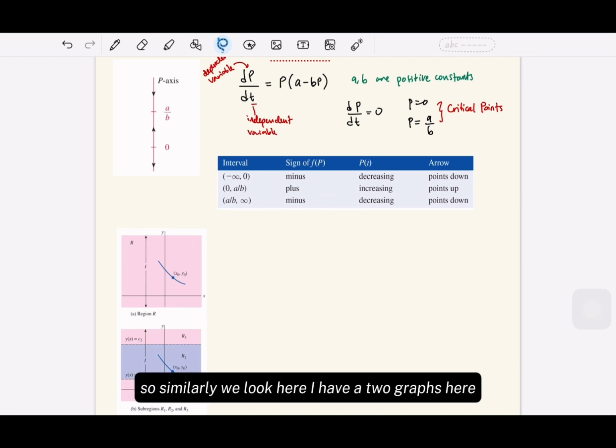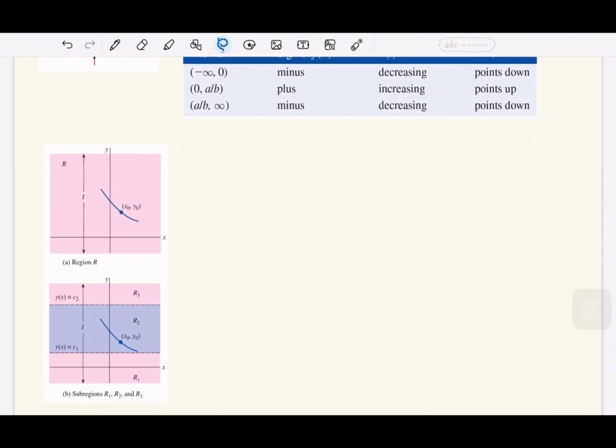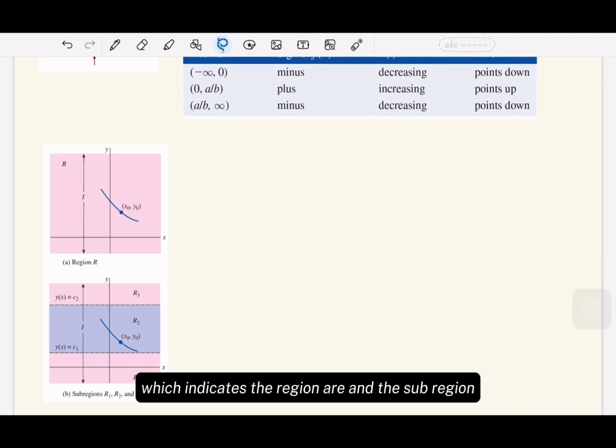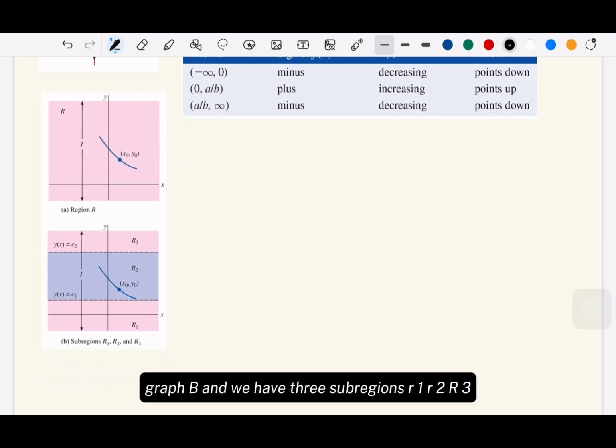So similarly, if we look here, I have 2 graphs here, which indicates the region R and the subregion. So if we have, let's say, the solutions, so if we take a look on graph B, okay, we have 3 subregions, R1, R2, R3, and these 2 solutions that have constants C1 and C2, they are both acting like an asymptote here.